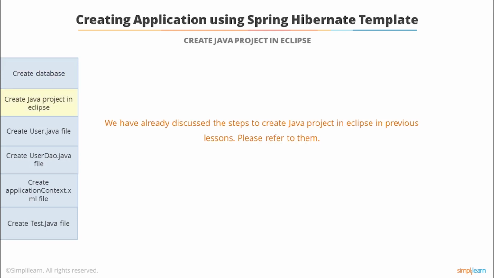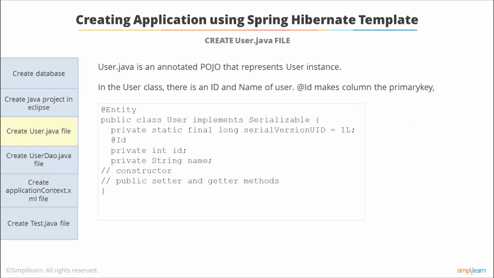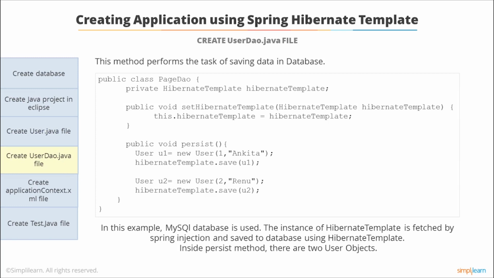We have already discussed how to create a project. We then create the User.java file and mark it with the @Entity and @Id tags as annotations. We then create the UserDAO file where we create the Hibernate template instead of the JDBC template. And this is how we would persist the information using the persist method.